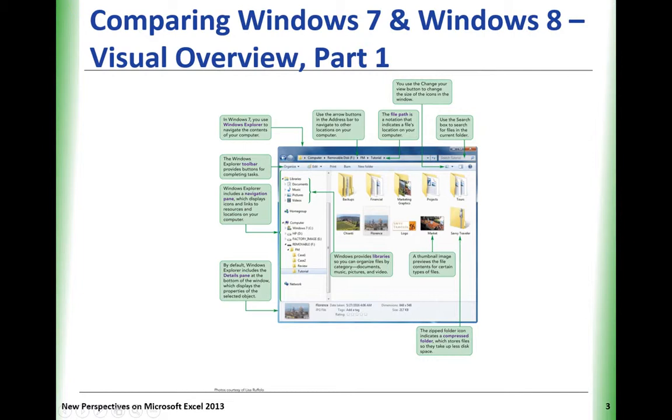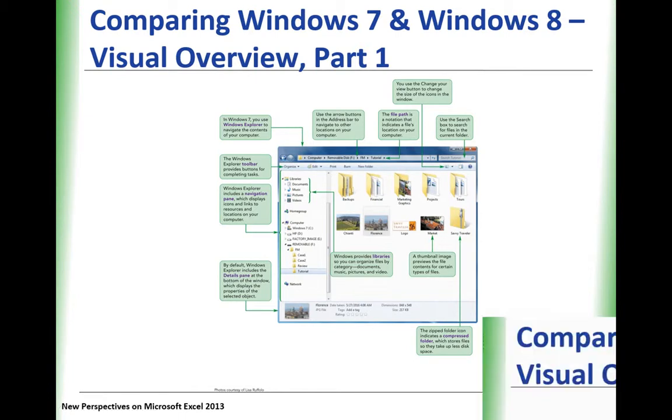A thumbnail image previews the file contents for certain types of files if you have your view set in a certain way and if you have organized set in a certain way. The zipped folder icon indicates a compressed folder. This little zipper on it means it's a compressed folder, and it stores files so they take up less disk space.